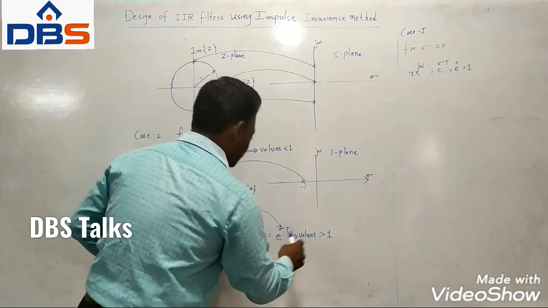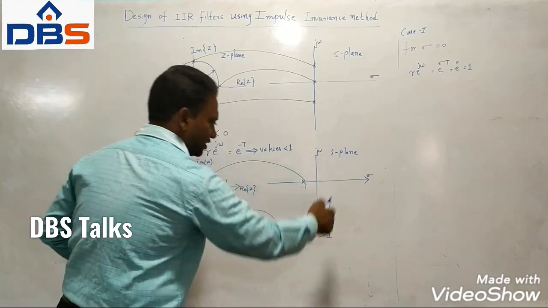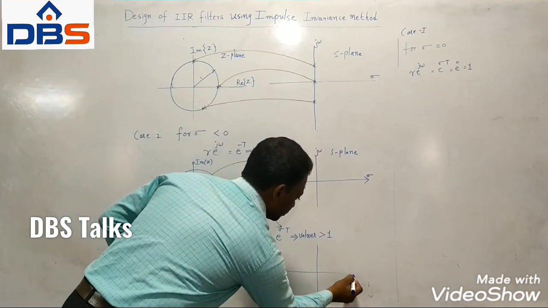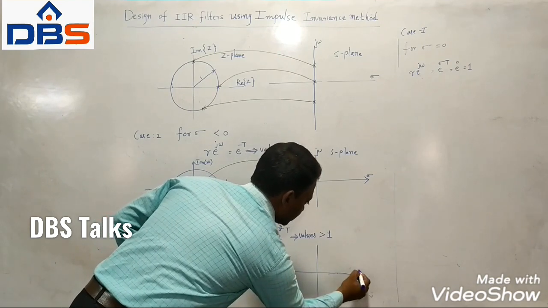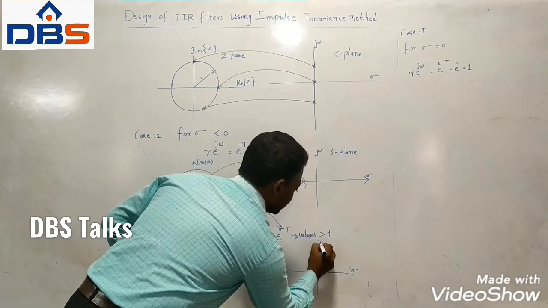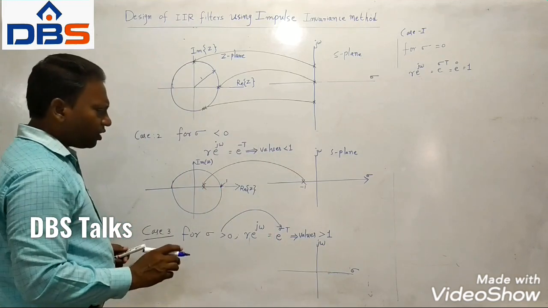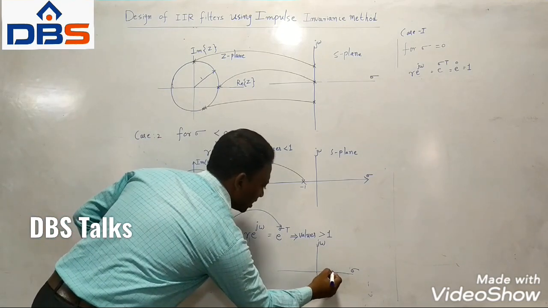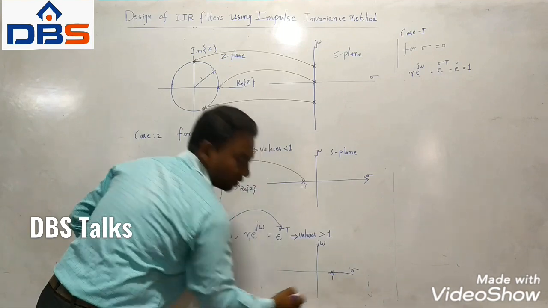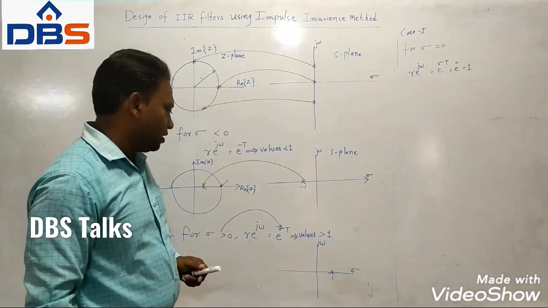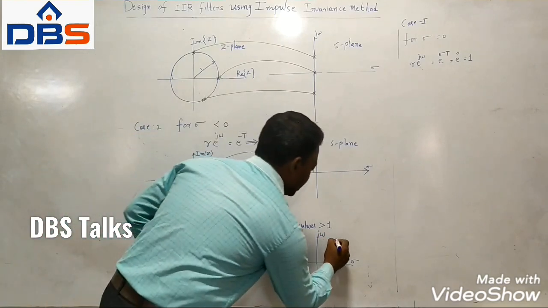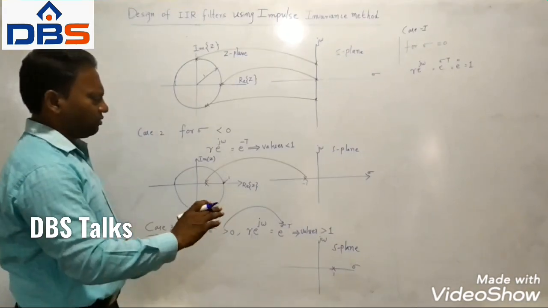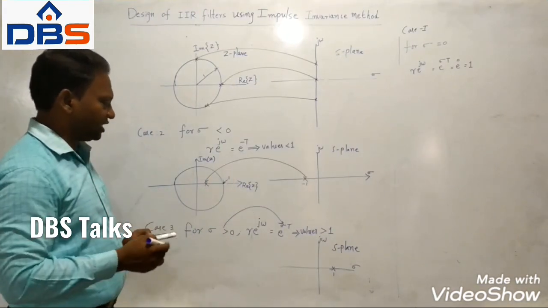Now in this case, sigma greater than 0 means the right hand side of the S plane. This is the S plane, with the real part and the imaginary part. Suppose sigma is 1, you have a pole at plus 1. In the S plane we can have more than one pole, but one pole is located at the right hand side.